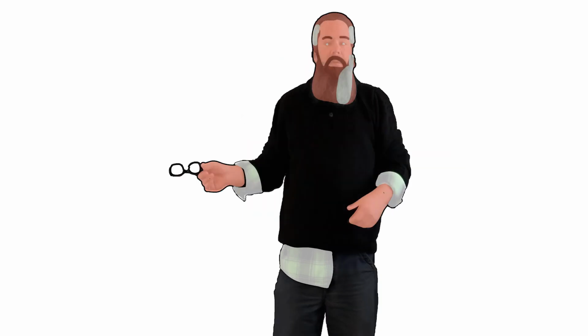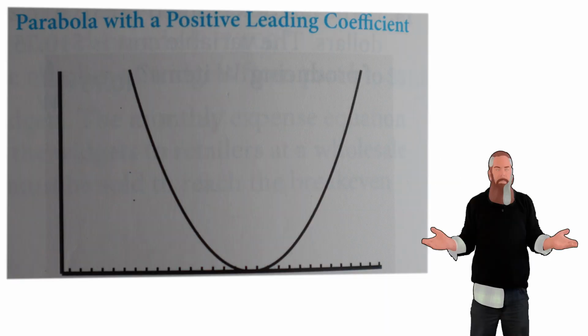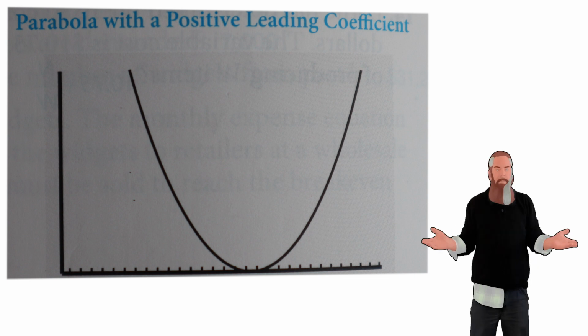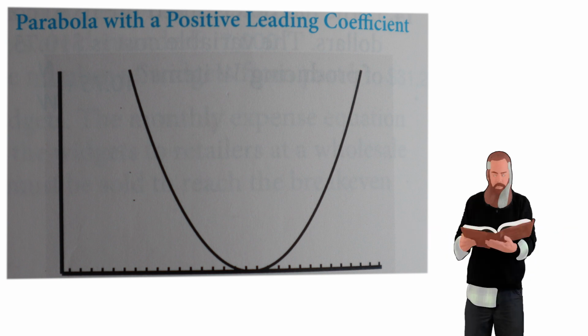A quadratic equation can be written in the form y = ax² + bx + c, where a, b, and c are real numbers and a is not 0. The graph of a quadratic equation is a curve called a parabola. In the graph shown, the horizontal axis represents the price of an item, and the vertical axis represents the revenue.